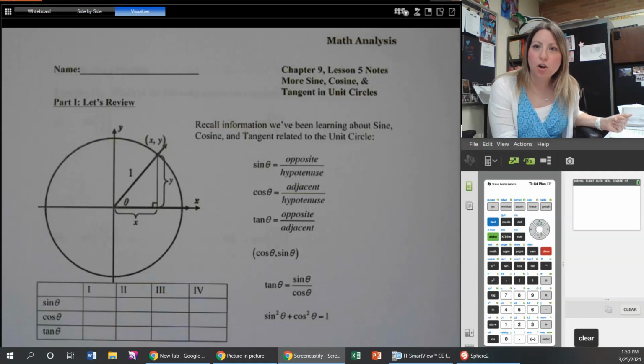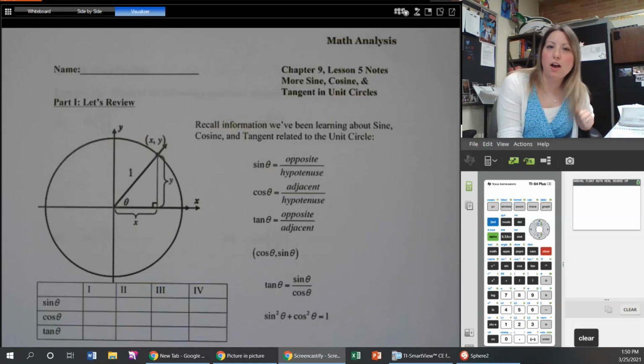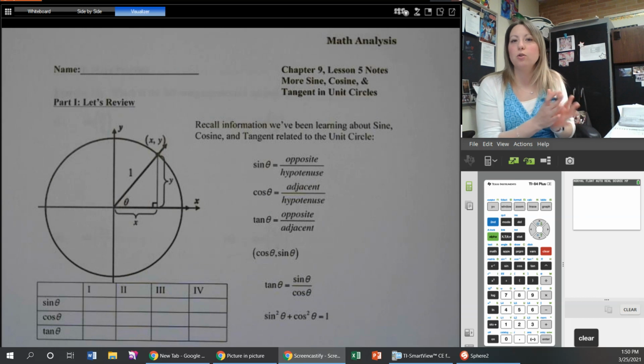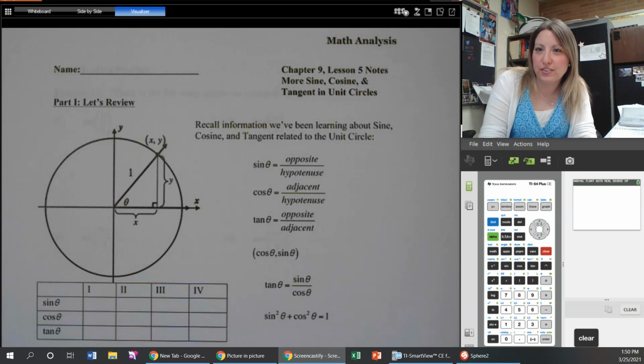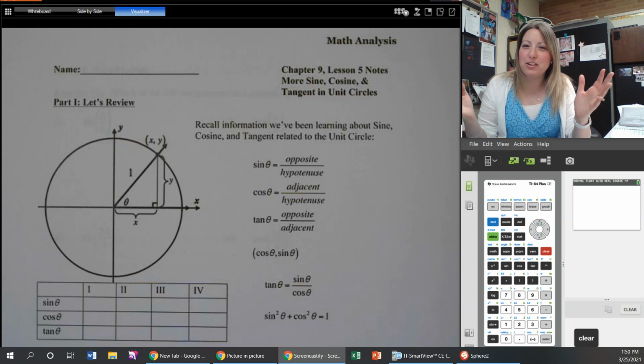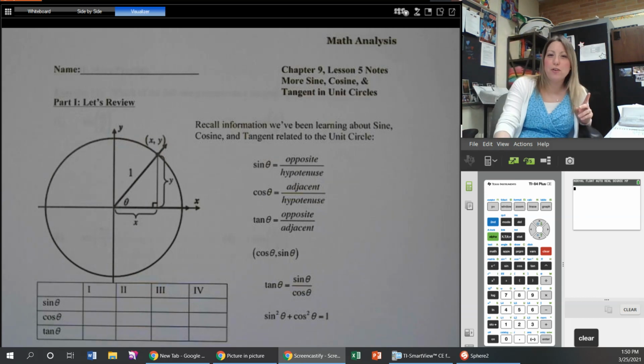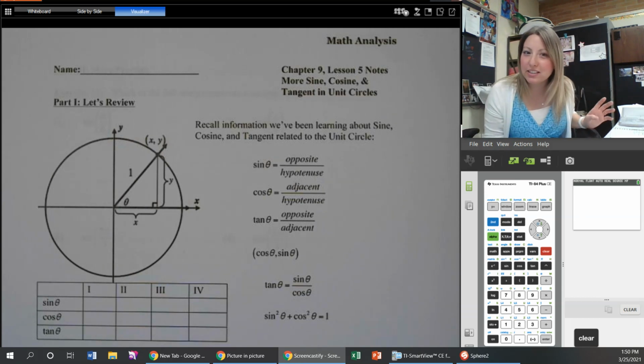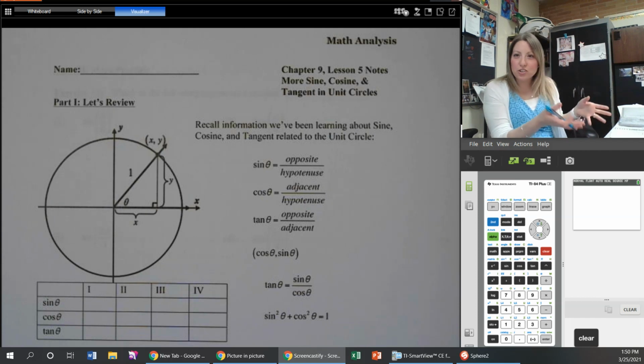Math Analyzers. Welcome to your Chapter 9, Lesson 5 notes, all about sine, cosine, tangent in the unit circle even further, because we just haven't talked enough about it yet. It's just so cool and so faceted. There's so many more things we can say. So here's our unit circle yet again.